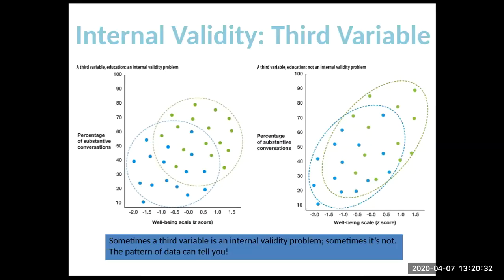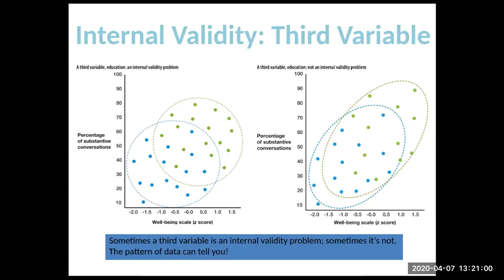So there you go. In this case, on the left, looking at the circles, you would see that most of the blue is on the bottom, most of the green's on the top, and this would be an internal validity problem should we be looking at internal validity, right? Because that would mean that there was something else influencing the trend of this data. If you had higher education, that caused more substantive conversations and possibly more happiness. If you did not, you had less of all of the above.